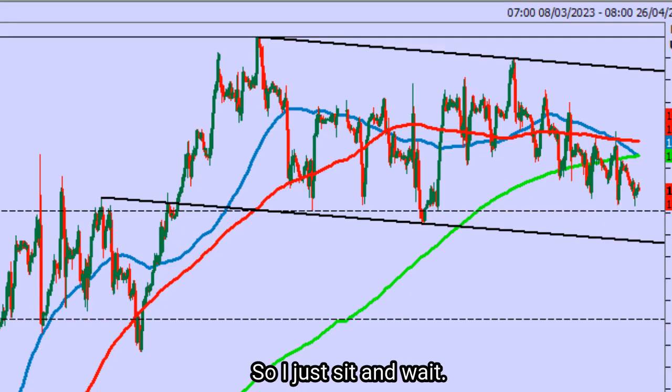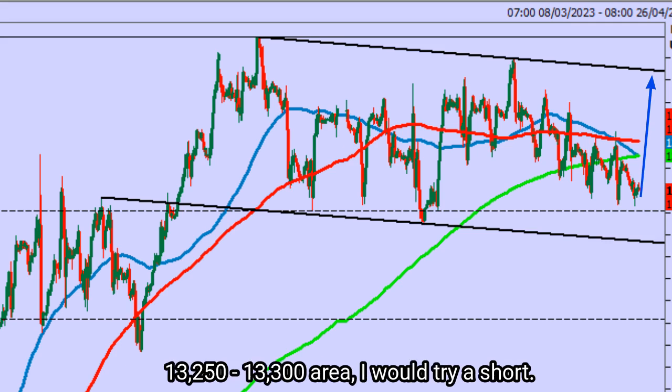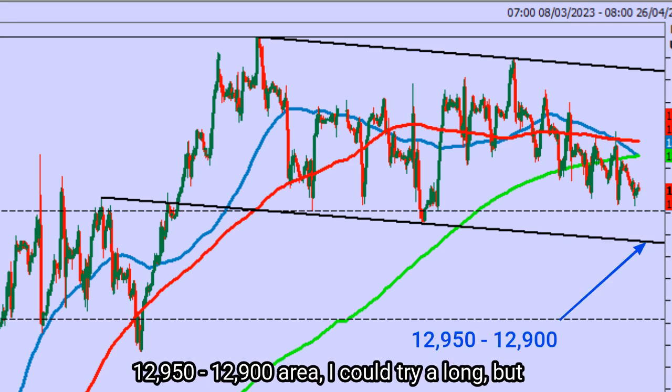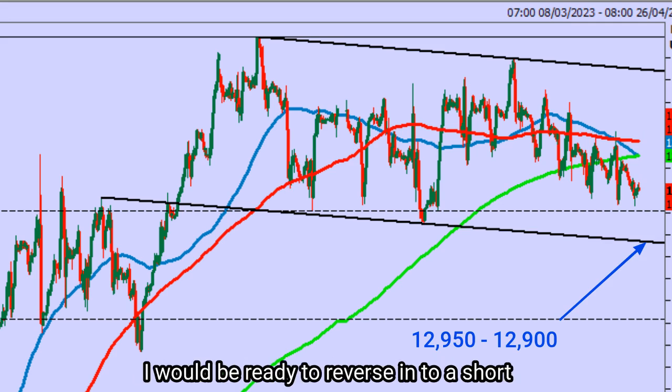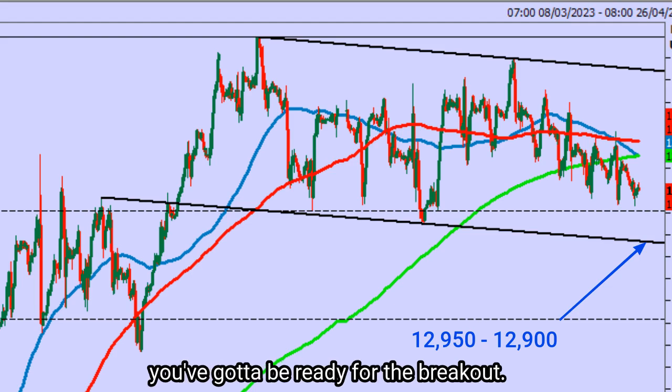So I just sit and wait. Now, if we were to come up around the 13,250, 13,300 area, I would try a short. 12,950, 12,900 area, I could try a long, but I would be ready to reverse into a short on a break below this very clear channel. So again, you've got to be nimble. You've got to be ready for the breakout.